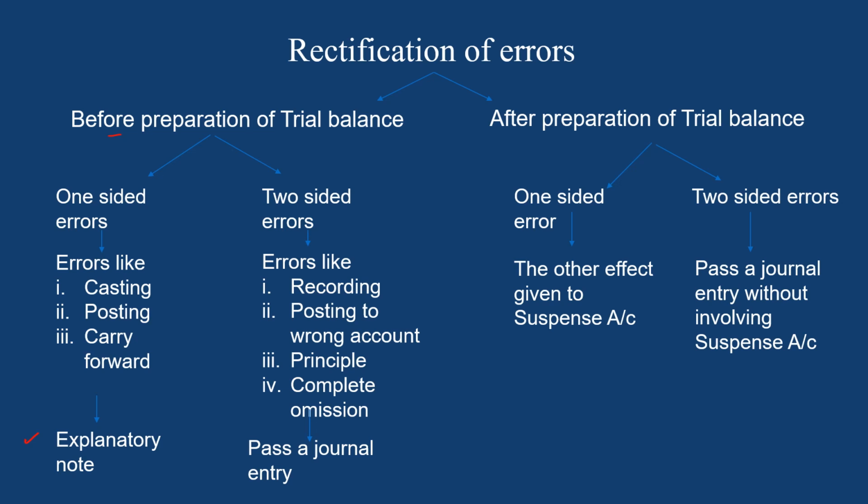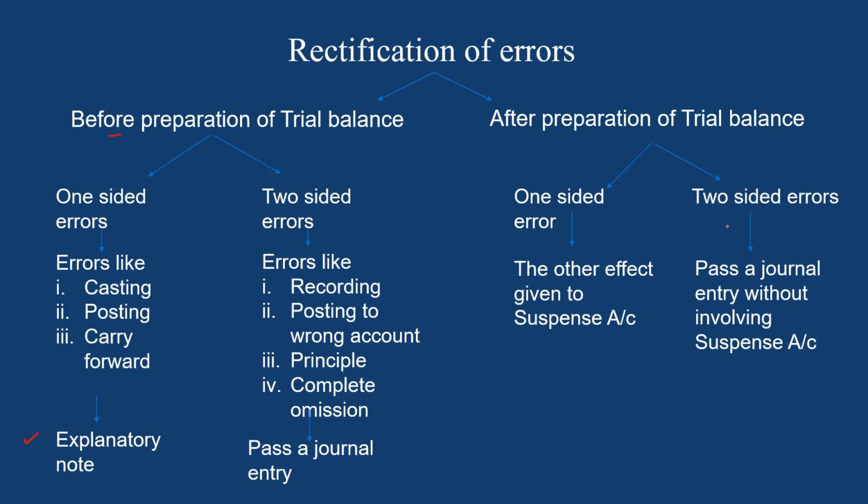Now, at this point of time also, when you identify the errors, you can come across two types: one-sided errors and two-sided errors. When it is a one-sided error, meaning you have made a mistake in only one account, then you would undoubtedly use the suspense account to rectify that particular error. Whatever account has the mistake, you would give the correct effect to that account and the other effect you would give to the suspense account. So this is the place where, in rectifying the errors, you are going to be using suspense account.